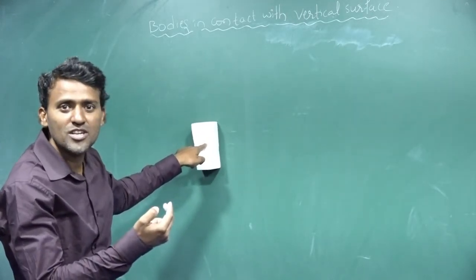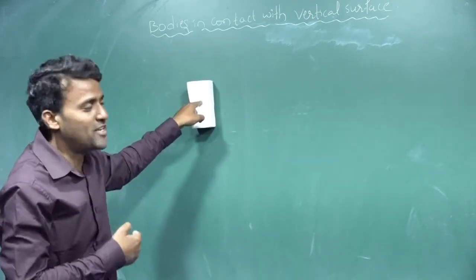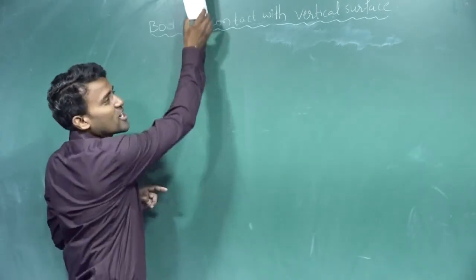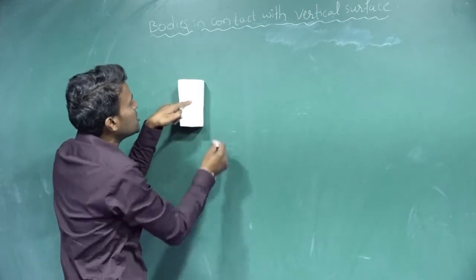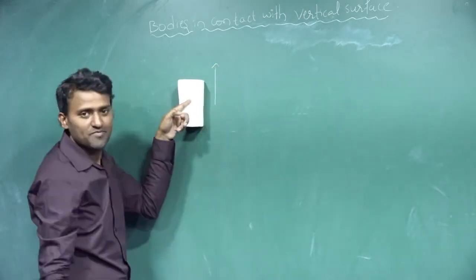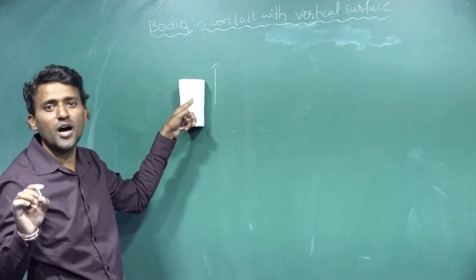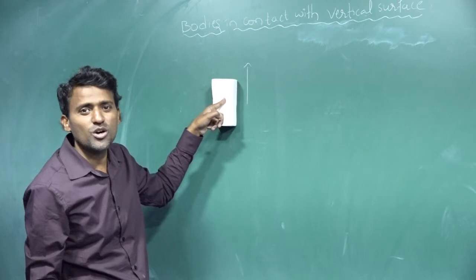The object is ready to slide down. Means, how many forces are acting on this body, namely the frictional force. When I remove the force, the object cannot go upward; it will move downward only. At that moment, the frictional force is acting in the upward direction, because frictional force opposes the motion of a body.